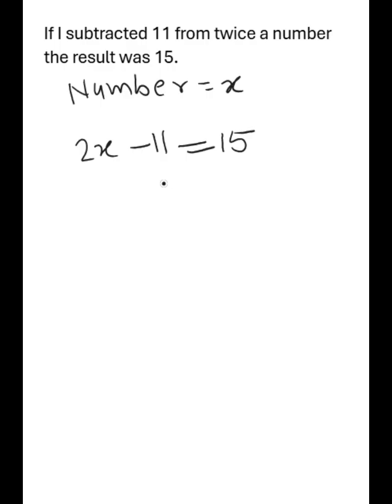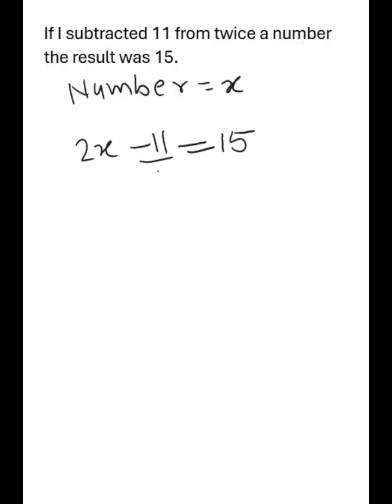If I subtracted 11 from twice a number, the result was 15. So now if we need to find the unknown number, we will first put the number as x. So the unknown number is x. If I subtract 11 from twice a number, that means the number has to be multiplied with 2. So 2x minus 11. If I subtract 11 from twice a number, the result was 15. That means equals to 15. So this is the equation, and if we solve this, we will get the value of x.